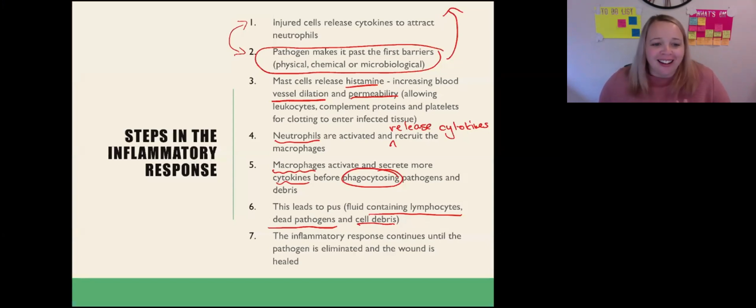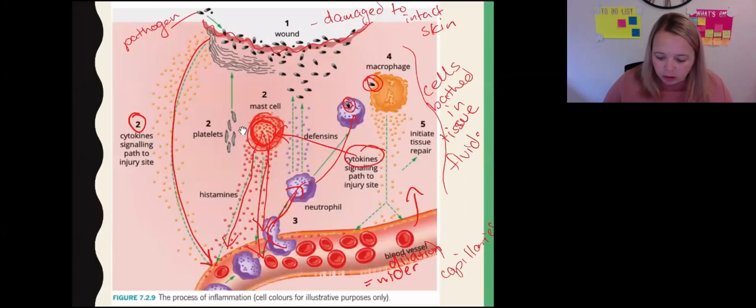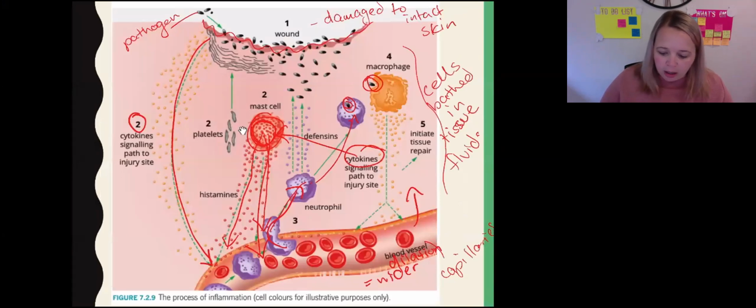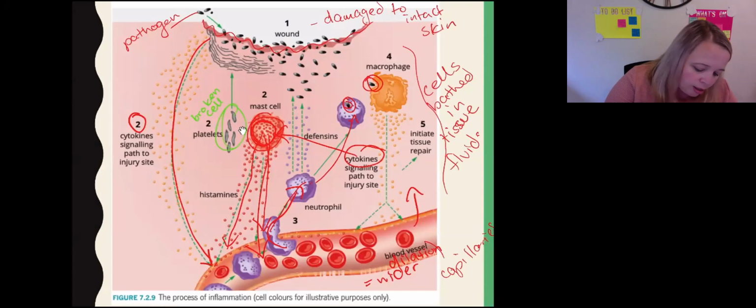All right. So this response is just going to continue until either the pathogen is eliminated or mostly eliminated, and the wound is healed. The other thing that's in this picture that we haven't talked about is the presence of these little guys called platelets. So all the way back, these guys are broken cell parts, and their job is to form clots.